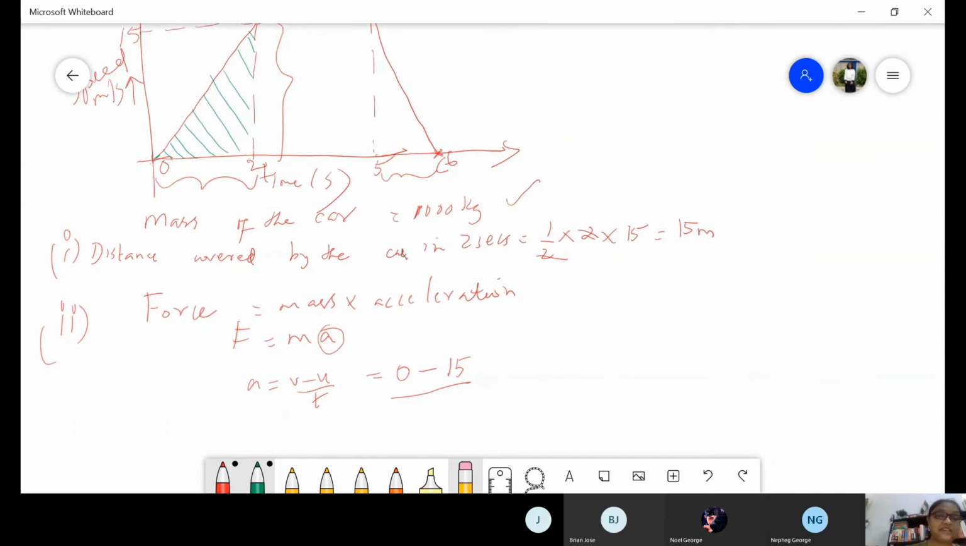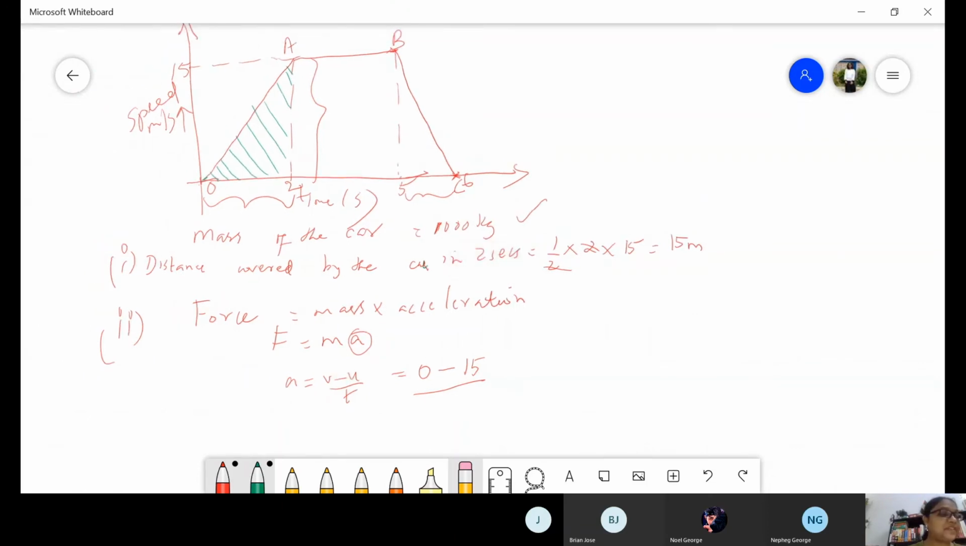And what is the time taken? What is the time interval during that? Time interval means you apply brake at 5 seconds, and the car comes to rest at 6 seconds. So the time interval is 1 second. During that 1 second, it will be minus 15 by 1. What is minus 15 by 1? Minus 15 meter per second square. And we can see that it is negative. The value of acceleration is negative. That means it is retardation, or we can call it negative acceleration.